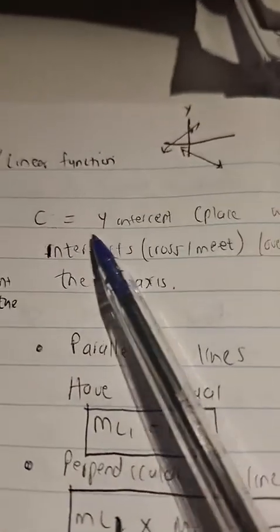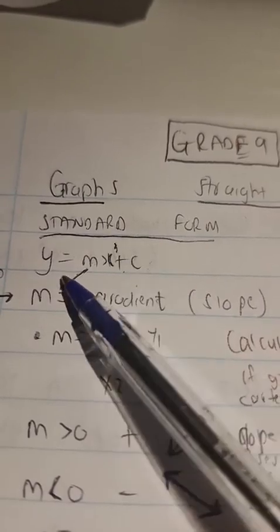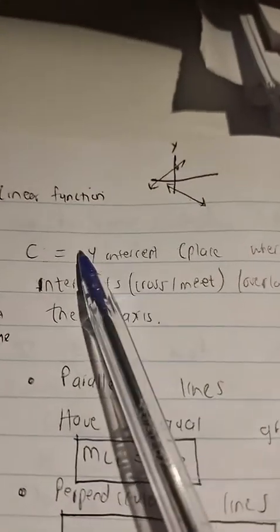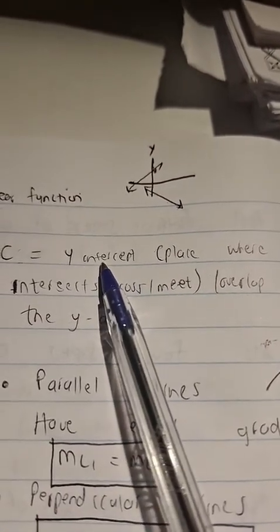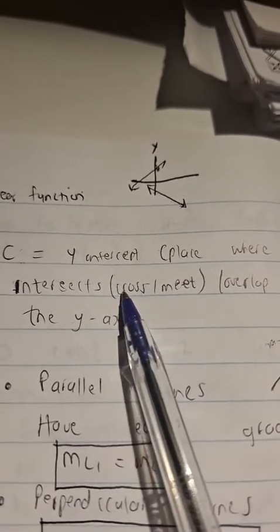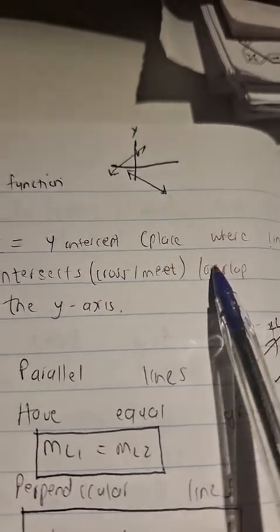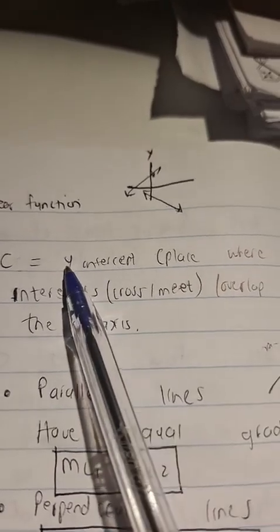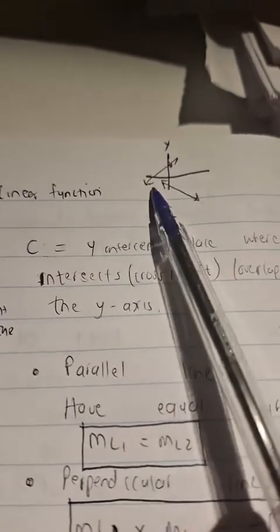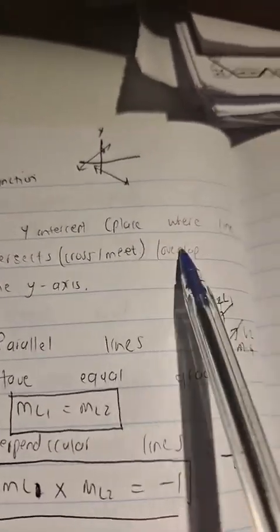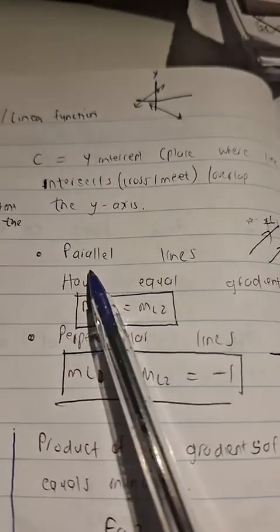Then we learned that c, in the standard form of our straight line function, stands for the y-intercept. What is an intercept per se? An intercept is a place where that particular function crosses, meets, or overlaps the y-axis. So the y-intercept specifically is a place where the straight line will cross, meet, or overlap the y-axis. And we are going to look at that a little bit more closely.